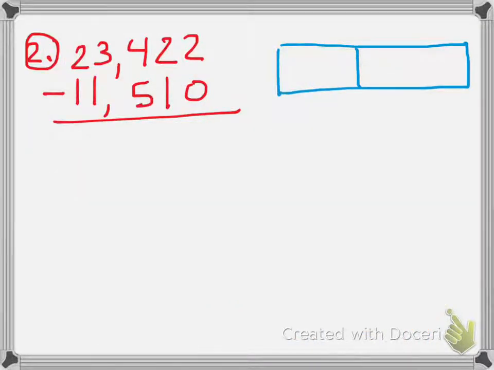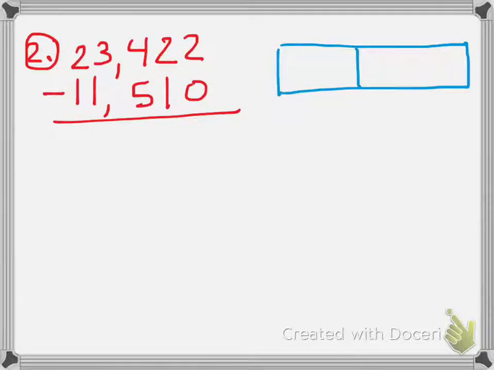I went ahead and wrote this out for you already in a vertical subtraction algorithm. As you can notice, I did put the larger number on top. I have 23,422 take away 11,510. I did also go ahead and do our tape diagram. So please pause the video and get these numbers written down on your note paper.